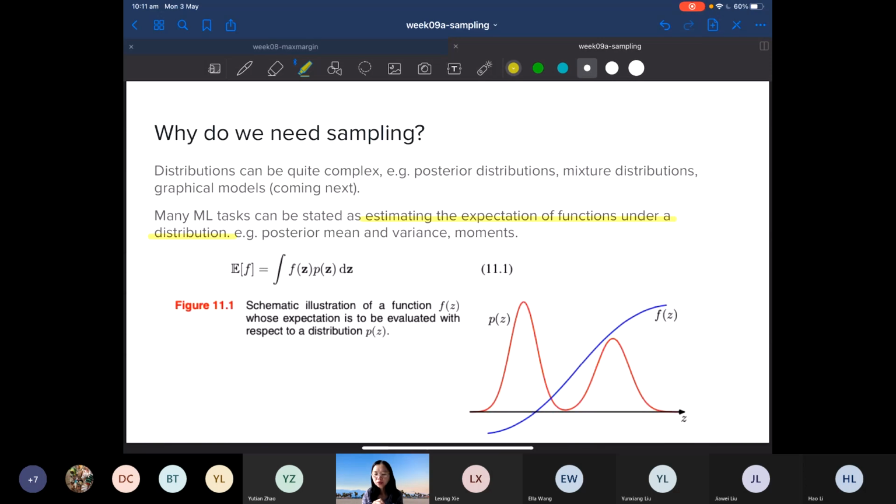So the mental picture you can use to think about this task is there is some given function f of z, drawn in blue, and we wish to evaluate what the expected value of it is under a complex distribution. And here schematically throughout this class, it's drawn as a bimodal thing that may look like a two-component Gaussian mixture, but may actually be more complex, as we will see.